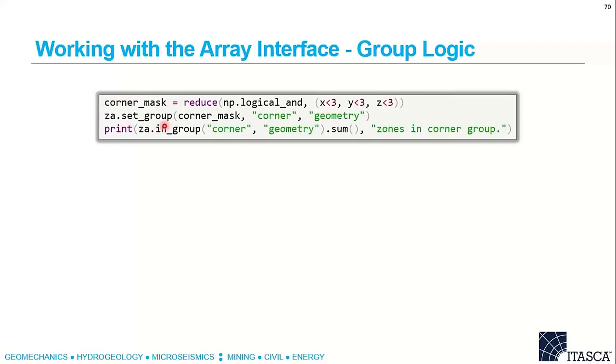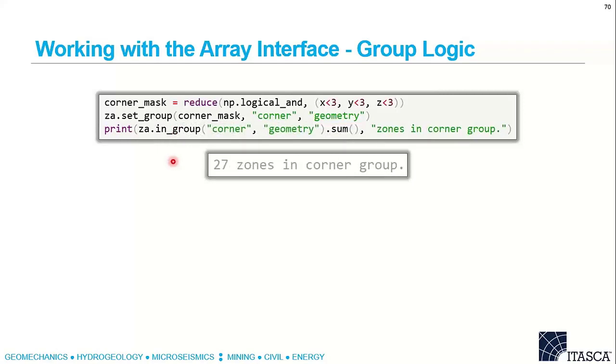The grouping of that is then set by the setGroup function within the zone array, so that each zone within the corner mask which evaluates to true is given the group corner in geometry. Then the ingroup functionality can be used to output how many zones are within an actual corner group.